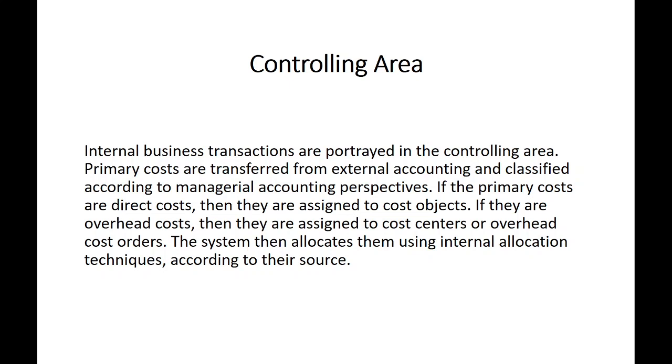Now, moving ahead, if you see this definition, internal business transactions are portrayed in the controlling area. Primary costs are transferred from external accounting as classified according to managerial accounting perspectives. If the primary costs are direct costs, they are assigned to the cost objects, and if they are overheads, then they are assigned to cost centers or overhead cost centers. The system then allocates them using internal allocation techniques according to their source. Okay, what actually does this mean?